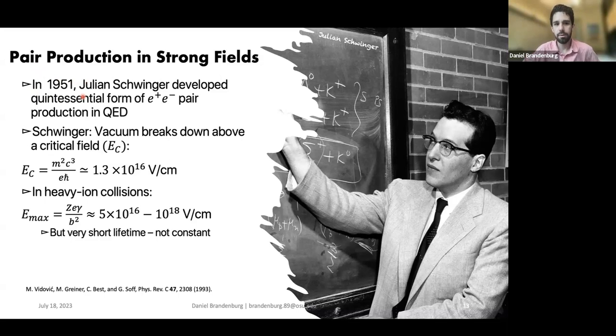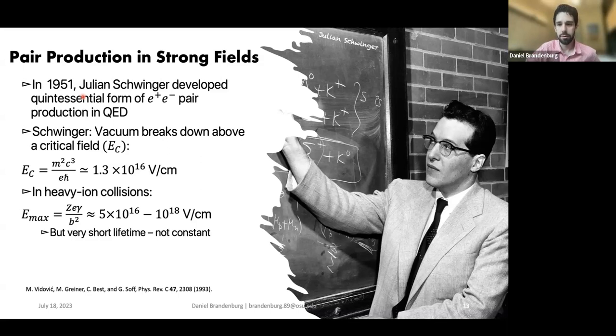And the idea here is that once the vacuum becomes saturated with a critical field strength, at some point it actually begins to break down and it's more favorable for the vacuum to produce these electron-positron pairs than to continue to increase the field strength. And that critical field strength is related to the mass of the electron and other fundamental constants. And it's something on the order of 1.3 times 10 to the 16 volts per centimeter.